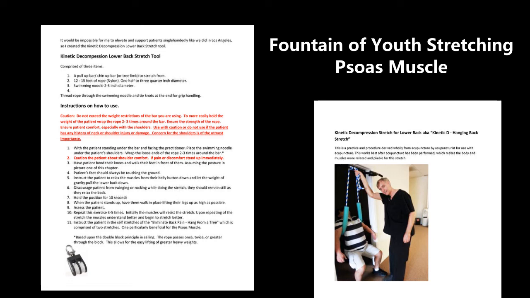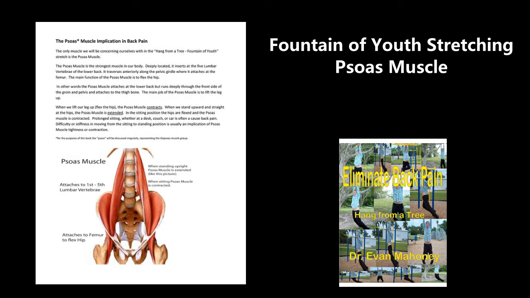Okay, and then we are going to begin our discussion on the psoas muscle. So, the psoas muscle's implication in back pain. The only muscle we will be concerning ourselves with in the hang from a tree Fountain of Youth stretch is the psoas muscle. The psoas muscle is the strongest muscle in our body. Deeply located, it inserts at the 5 lumbar vertebrae of the lower back. It traverses anteriorly along the pelvic girdle where it attaches at the femur.